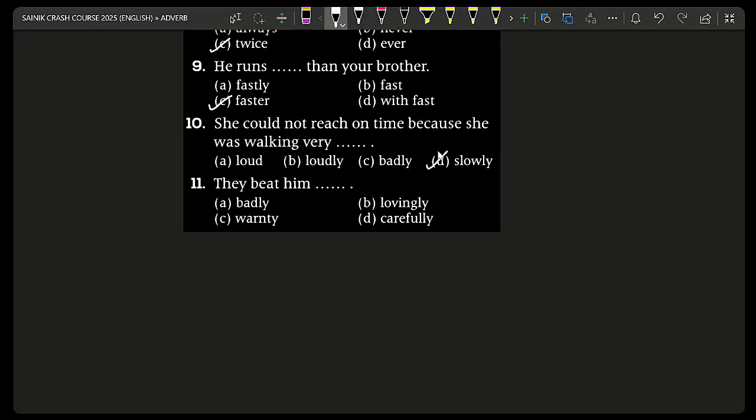What about 11th one? They beat him dash. Bhuvana, read loudly. They beat him dash. Yes. They beat him badly. Sir, option C. They beat him badly means more amount of suffering. Next, Bhuvana, you answer one more question.